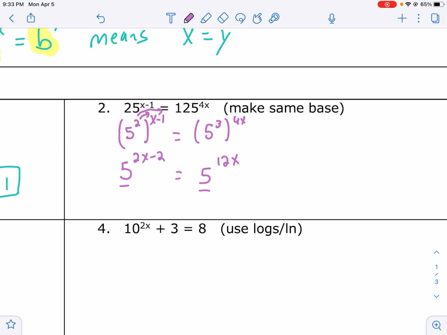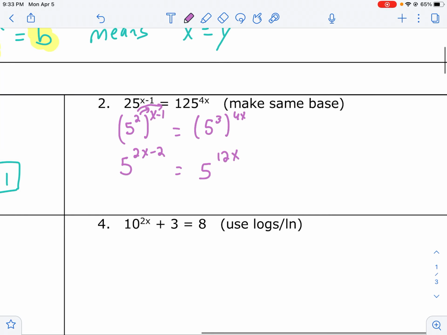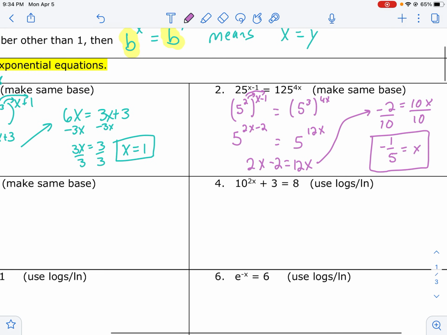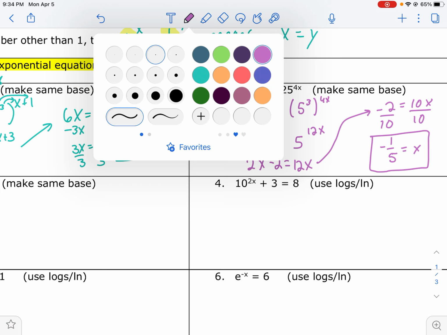And now we have just a base of 5 in both of these, so we can drop the base, and we can just say that 2x minus 2 is equal to 12x. You subtract 2x from both sides to get negative 2 is equal to 10x. Divide both sides by 10 to get negative 1/5 is equal to x. Just like that. All right. Next one up.